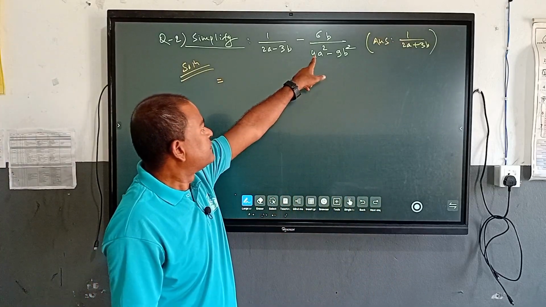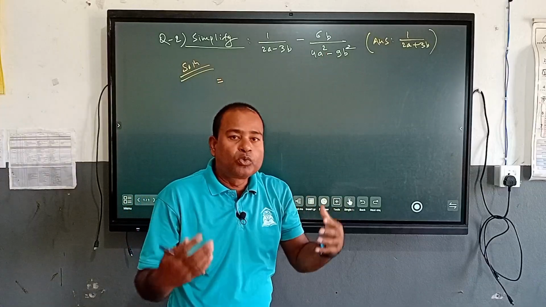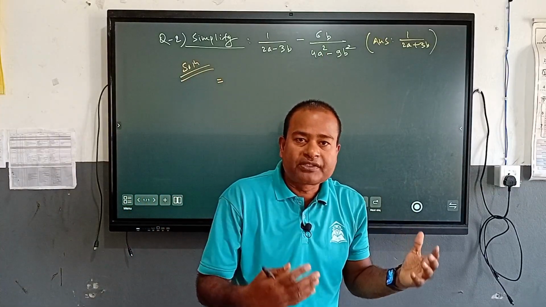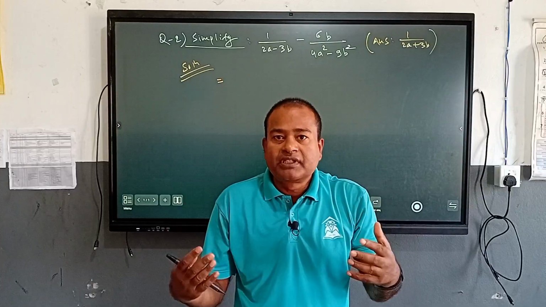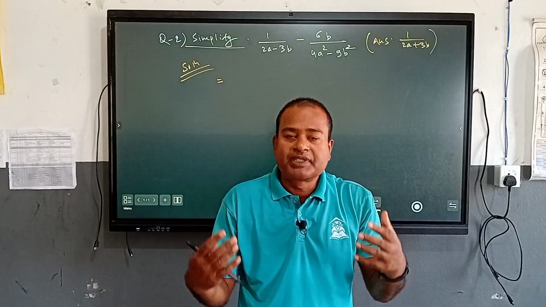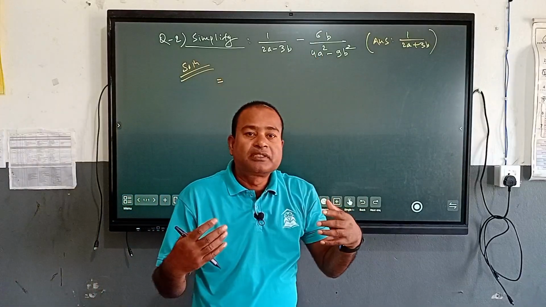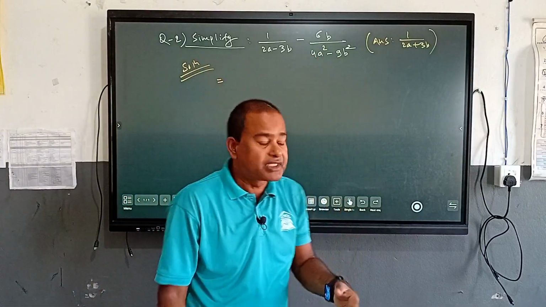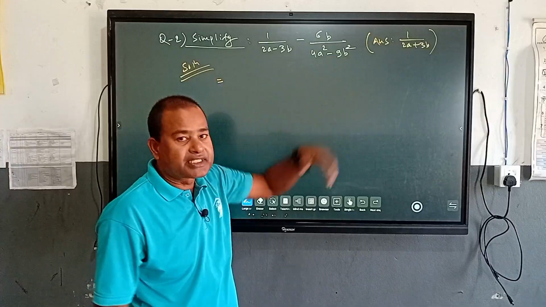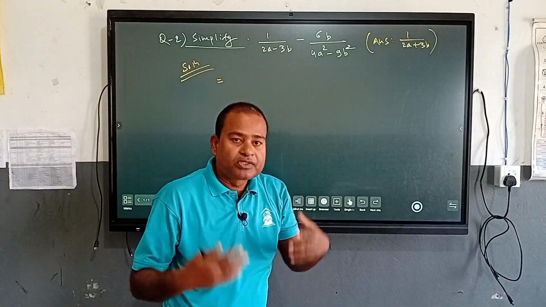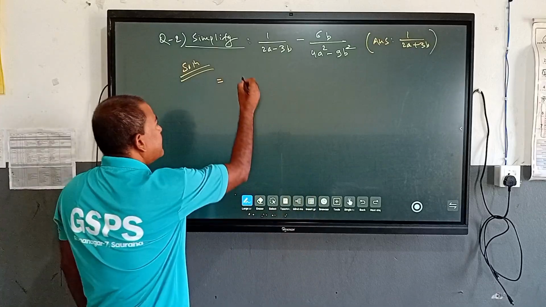So dear students, if the first term and the second term both we can change into square form, then we have to factorize the given rational expression. That means we have to factorize the denominator by using the formula of a square minus b square, because there is a minus sign between the first term and the second term. So let's do the simplification.